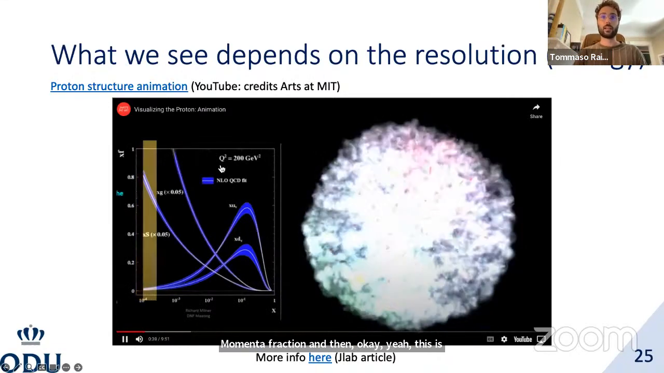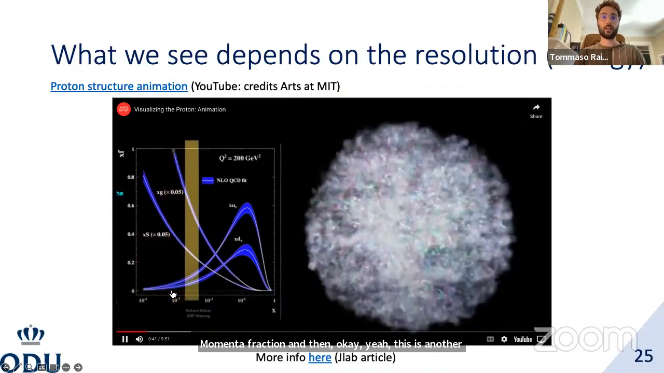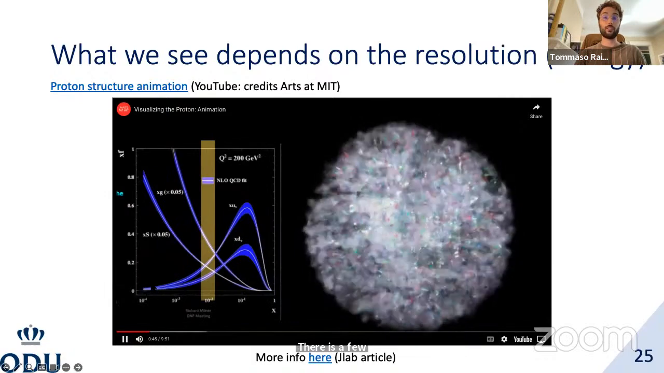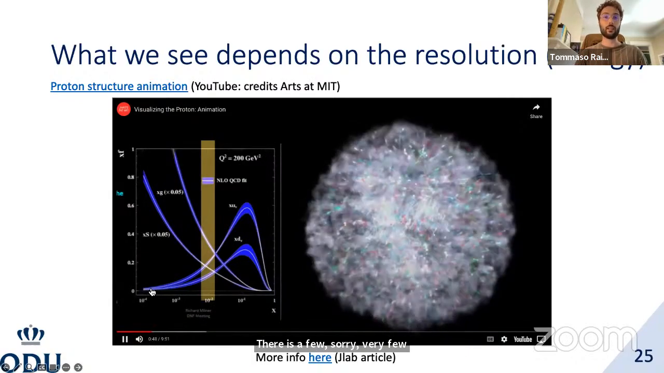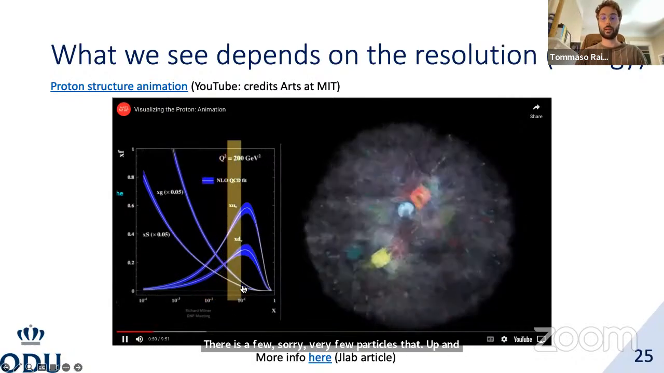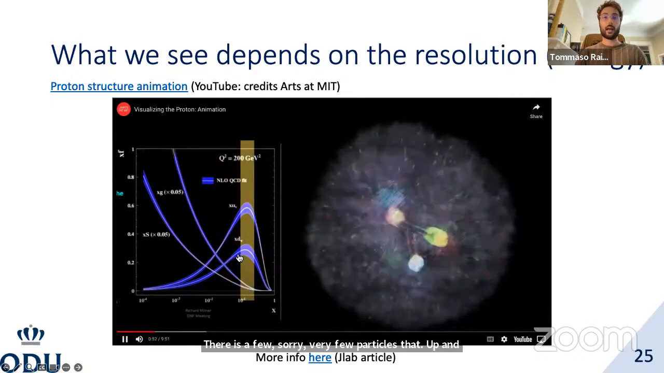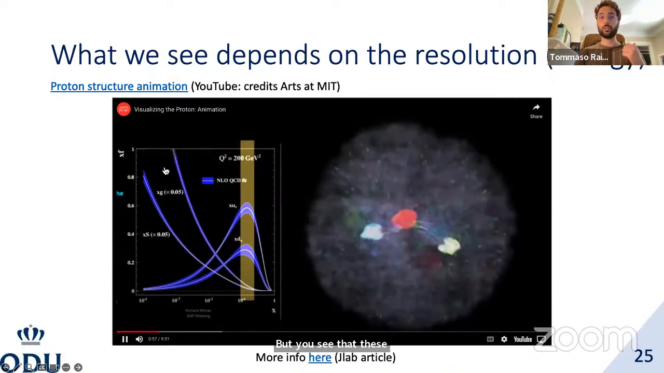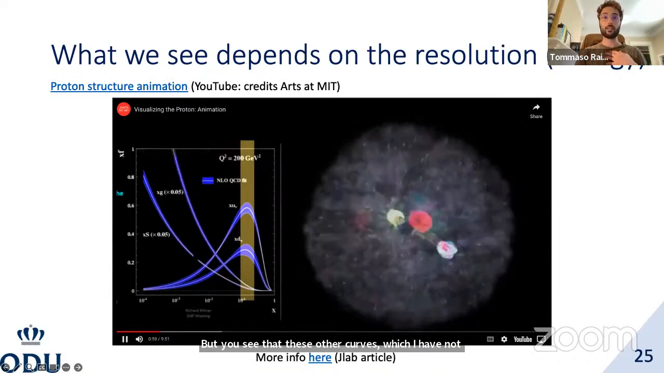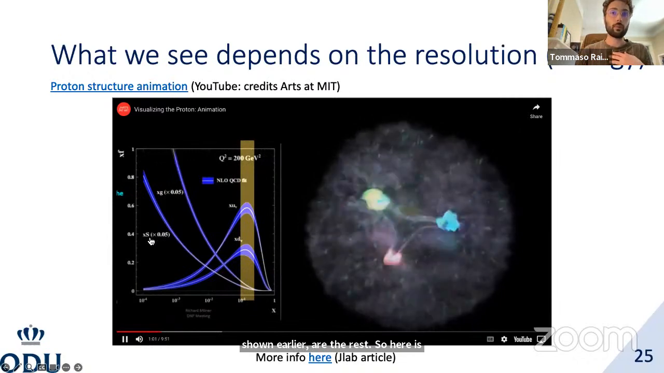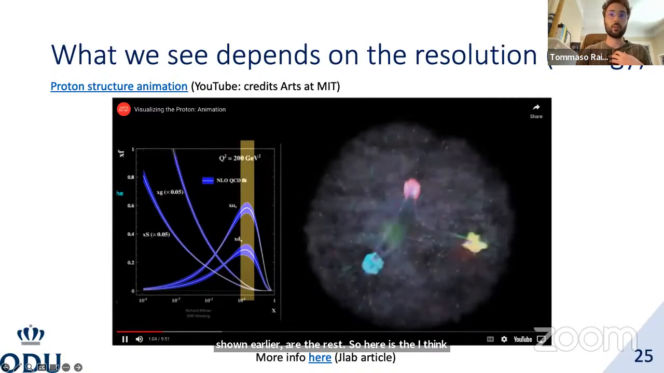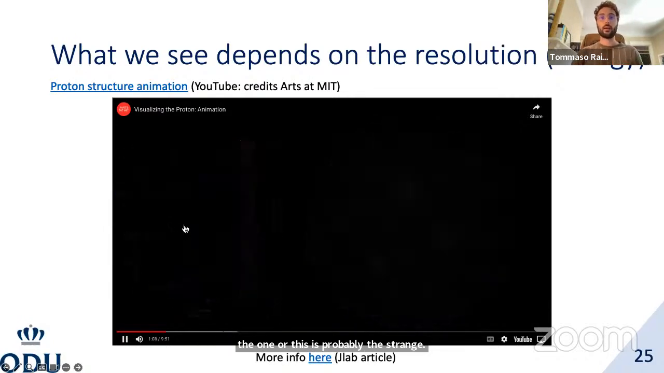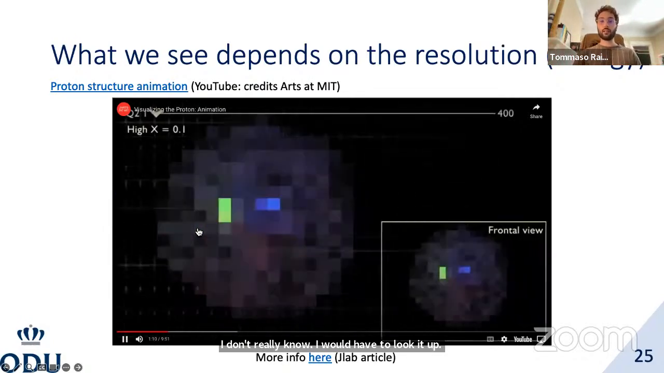See, at Q squared equal 200 GeV, you have very few up and down quarks, I should say, at small momentum fraction, and a lot of them here. But you see that these other curves, which I had not shown earlier, are the rest. So I think this is probably the charm, and this is the gluon, or this is probably the strange. I don't really know, I would have to look it up. But you have everything else, and this is not surprising.